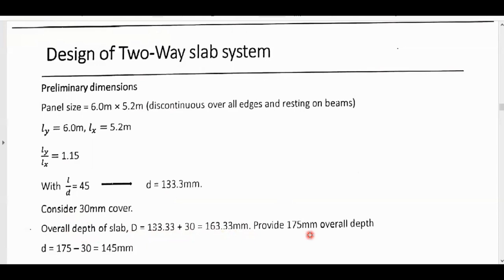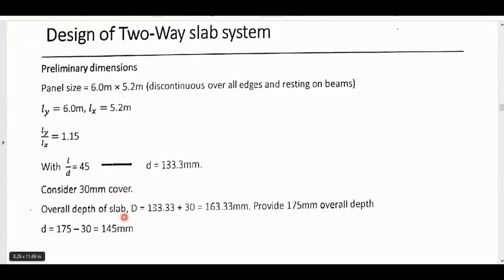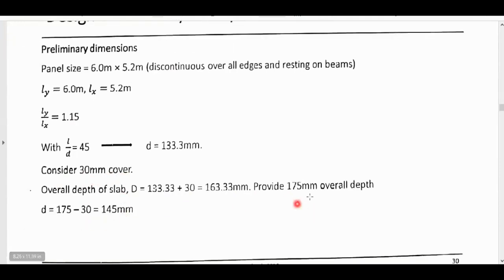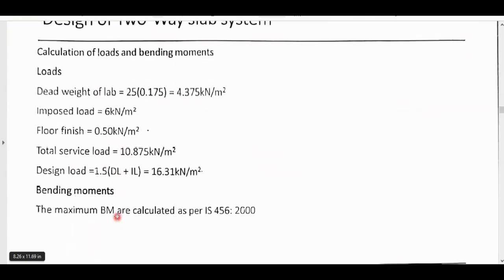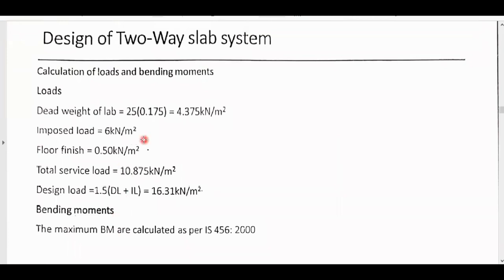So when I provide 175 mm overall depth, as we have provided 30 mm cover, then effective depth will be 175 minus 30, which will be 145 mm. So now we have thickness of the slab, depth of the slab. Then we can go for the calculation of self weight of the slab, load calculation and bending moments.